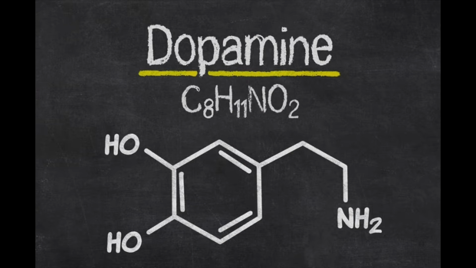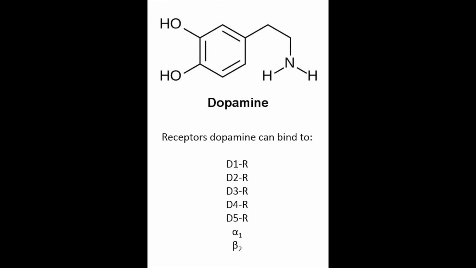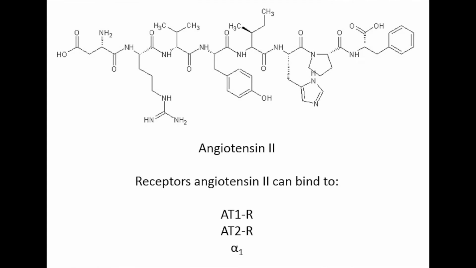Dopamine is a neurotransmitter belonging to the group called catecholamines. Dopamine can bind to different membrane receptors that can activate various G-protein-coupled signal transduction pathways. The 5 dopamine receptors are D1R through D5R. Dopamine can also bind to alpha-1 receptors as well as beta-2 receptors. Angiotensin II is a peptide hormone that can bind to alpha-1 receptors. It has 2 main G-protein-coupled receptors, AT1 and AT2, and these receptors can initiate the GQ signal transduction pathway.